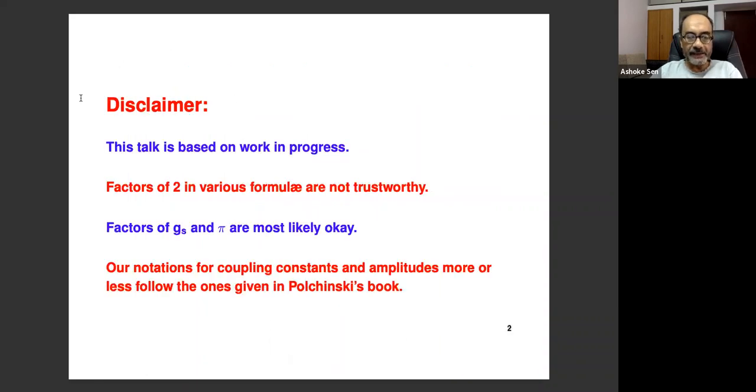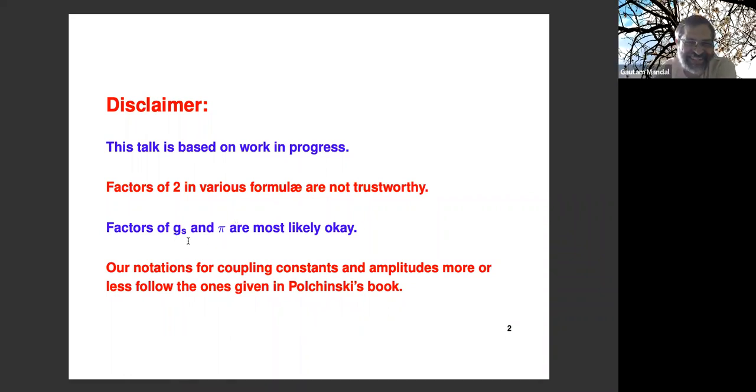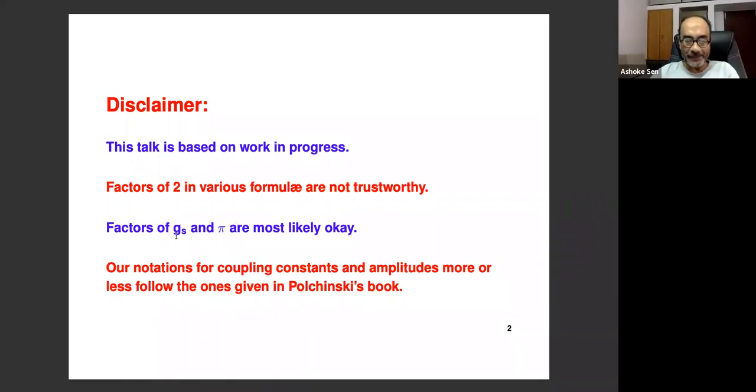So here is a disclaimer. The first, as I have already said, is that this is based on some work in progress. We shouldn't trust any factors of 2 in various formulae, not because they are not important, but just because I have not been able to fix all the factors of 2 yet, and it changes every few days. The factors of g_s and pi are most likely okay, because these have stabilized for at least the last 2 months, and I'll explain some of these. And finally, our notations for coupling constants and amplitudes will more or less follow the ones given in Polchinski's book, although again here I may miss some factors of 2.